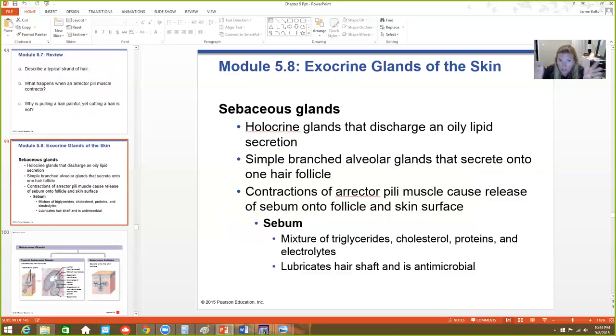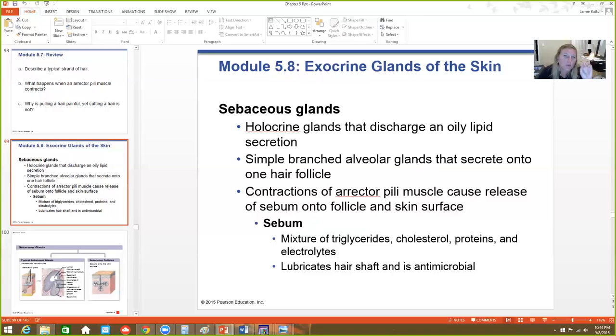This is our oil glands, by the way. It's a simple branched alveolar gland going right onto the hair follicle itself. And when the erector pili muscles contract, it's squeezing that sebaceous gland. So when you get cold or when those erector pili muscles contract, it's inadvertently squeezing, letting some of that sebum out so that the hair can be lubricated as it's standing up.